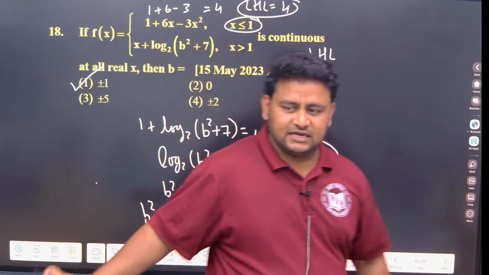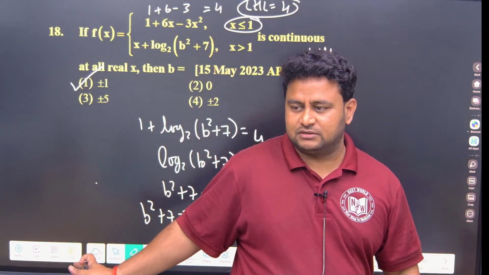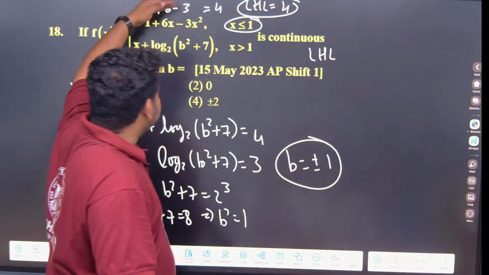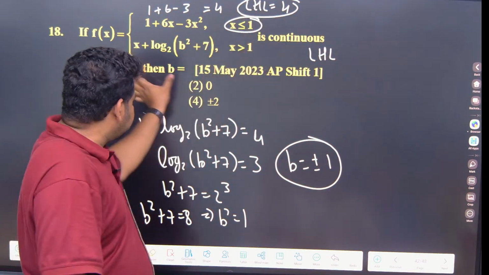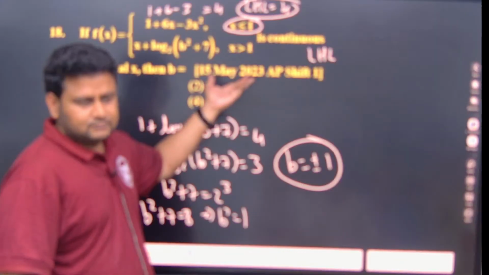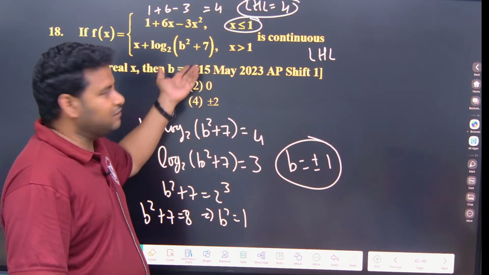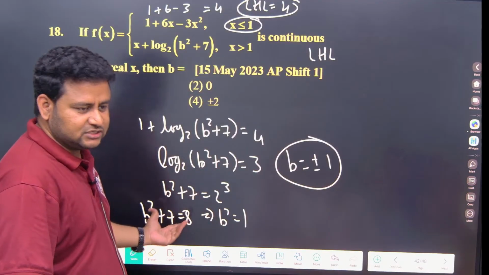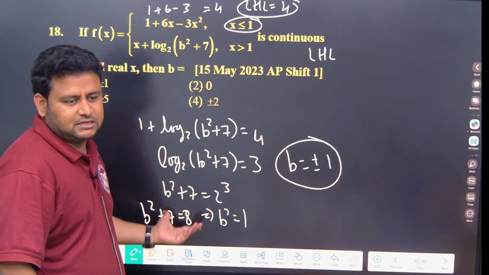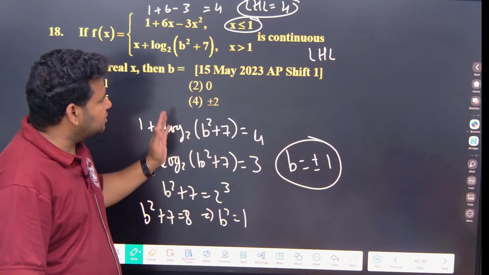Is there any difficulty in solving this question? Very simple question. The first thing is LHL is equal to RHL. We got the functional value as 4. Then this one you should equate to 4 and get it. There is no limit or anything, just put the value, equate it to 4 and solve it. This calculation is just higher primary maths, that's all. Looking at the question, you should not get scared.